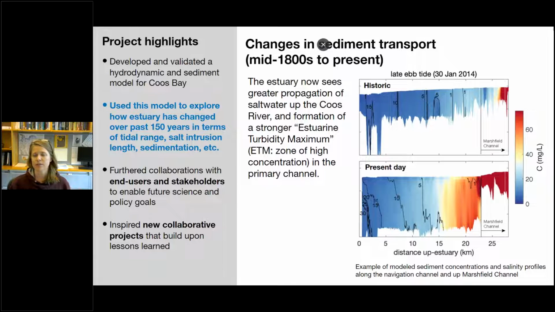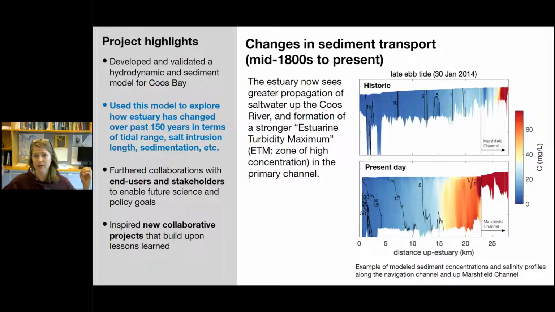In terms of the sediment dynamics, now that we have this deeper channel and this greater propagation of salt, those are ingredients to build up a zone within the navigation channel that is perpetually more turbid than it used to be. So it's what we call an estuarine turbidity maximum. It's an area in the estuary where you tend to get a lot of sediment trapping, and it's just perpetually muddy, both within the water column and on the bed. And that's really common in estuaries worldwide.